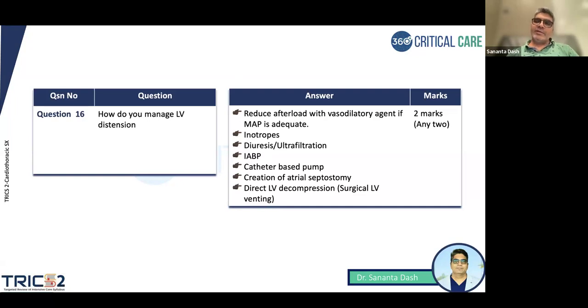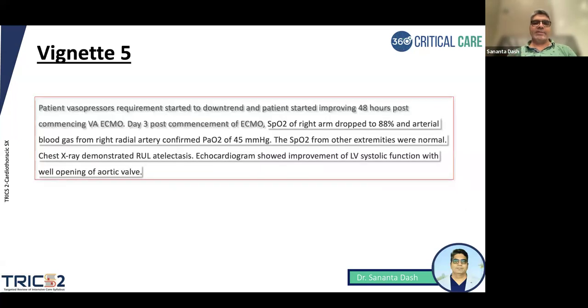Start some vasodilator if the patient is tolerating that, or if you think inotropy will help to increase the forward flow, start some inotrope, diurese the patient, ultrafiltrate the patient, put an IABP if required. If everything failed, then talk about surgery. Surgery is of different types. You can put a LV vent, you can put a septostomy, or you can have a catheter-based pump such as Impella. So at least two options need to be talked about in this answer.